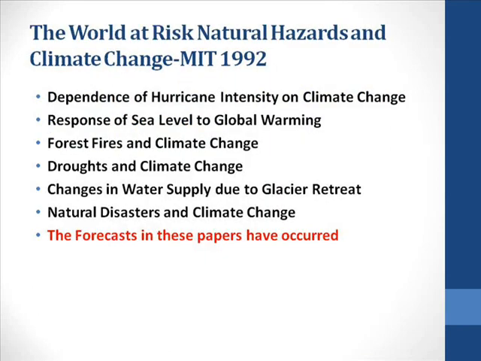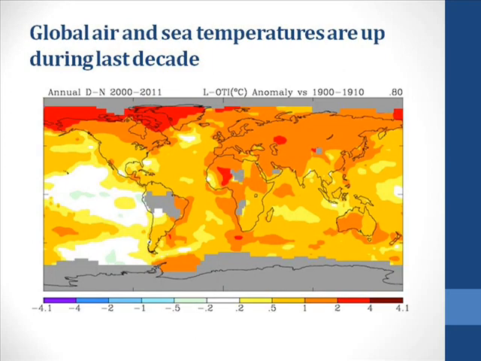These are some of the chapters from that book. Mine was on changes in water supply due to glacier retreat. If I look back at this book, most of our forecasts have come to pass, and we didn't necessarily have the timing right, but we generally did not overestimate the impacts. Now, if we look at global air and sea temperatures over the last decade, you can see they've been quite warm. And this has some long-term impacts.